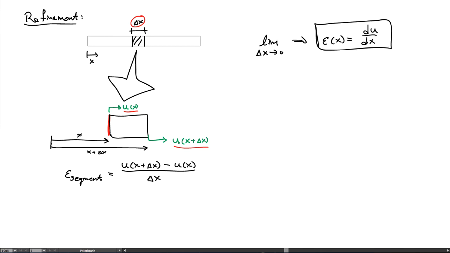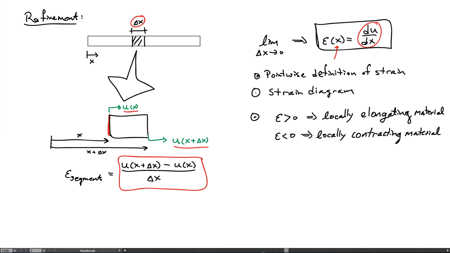Well, I can take the limit as the size of the segment goes to 0, and this little combination of terms, well, that's just the definition of the derivative in the limit as delta x goes to 0. So I get that the strain at some given point x, so the strain field itself, is just simply equal to the rate of change of the displacement field. So this gives us a point-wise definition of strain. It's a little bit more useful, we'll see as we move forward.